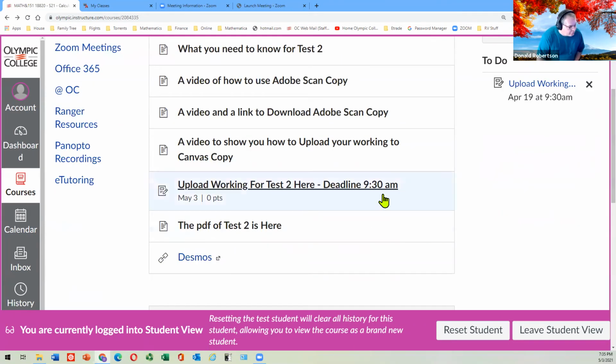The deadline has already passed, so it won't work. But what would happen, if I had one up and running, is you click on it and it just says upload file. You click on it, and I'll show you on Wednesday. You've got your file saved on your desktop or your computer. You click on it and you upload, and you're done. So essentially, you take pictures, they get turned into a PDF, you put them on your desktop, you go to Canvas, and you upload it, and that's how I get to see your working.